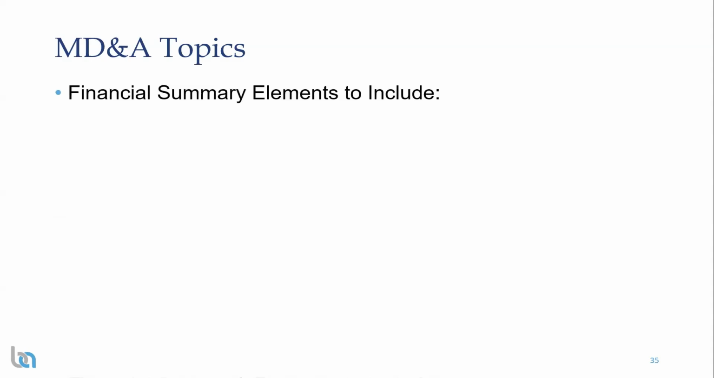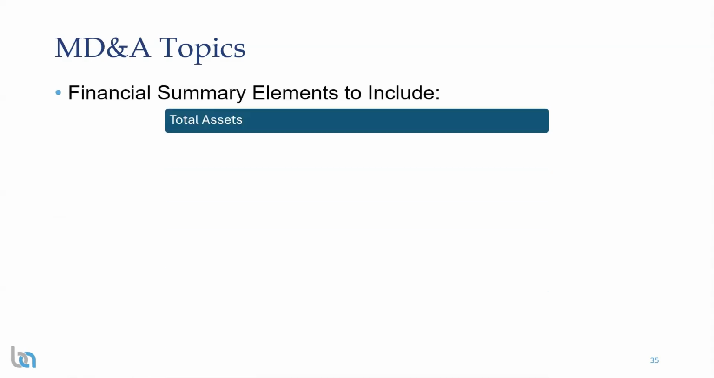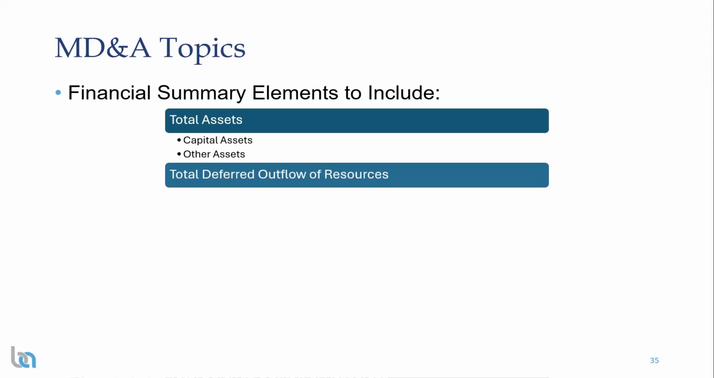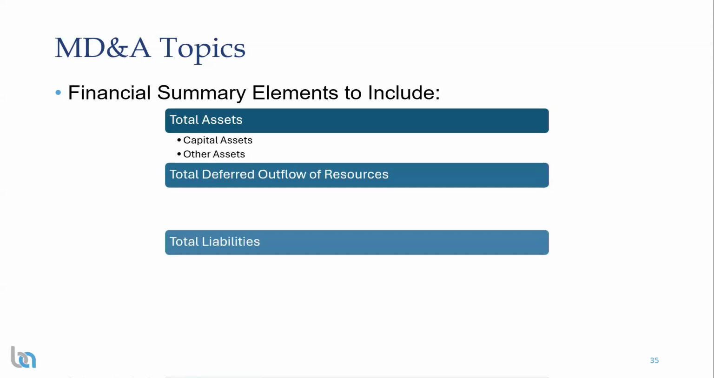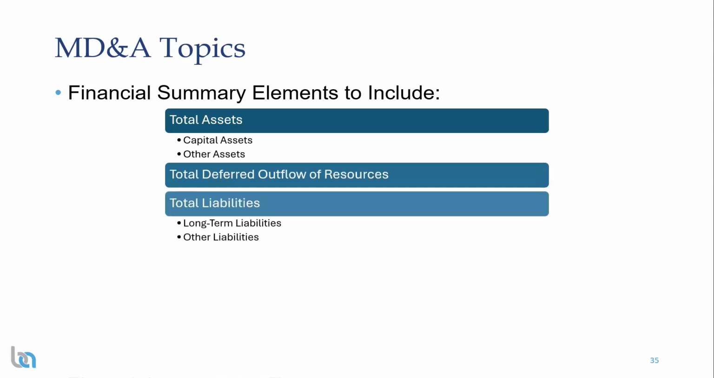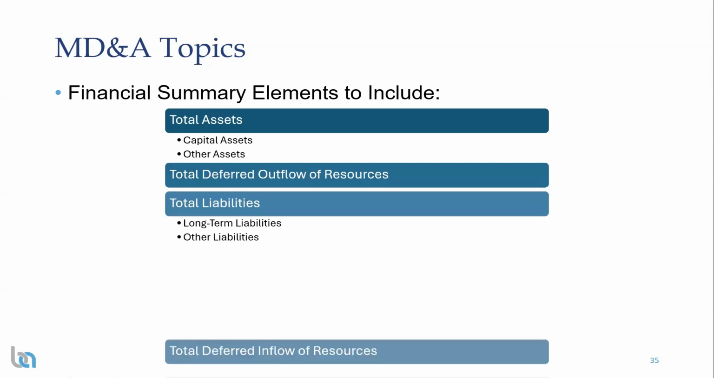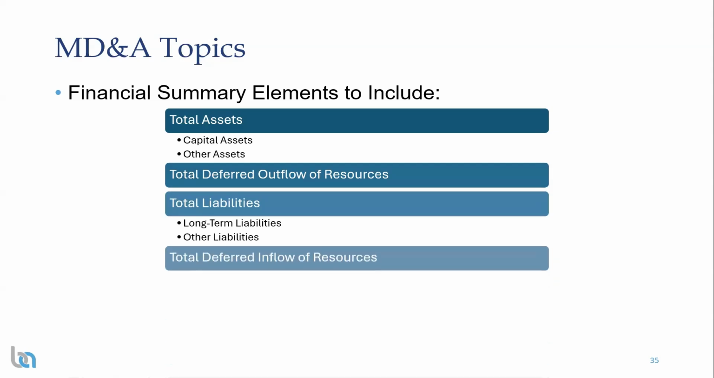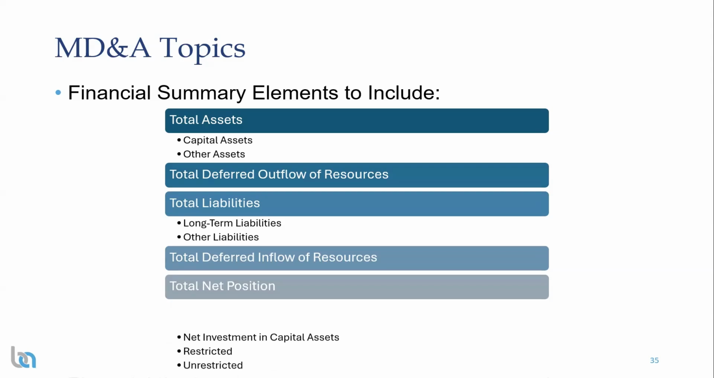So financial summary elements to be included will be total assets, and you have to include capital assets and other assets, total deferred outflow of resources, total liabilities, which will have long-term and other liabilities, total deferred inflow, net position with its categories. So that's on your balance sheet side. These are the minimum categories that you have to have in the condensed comparative information.